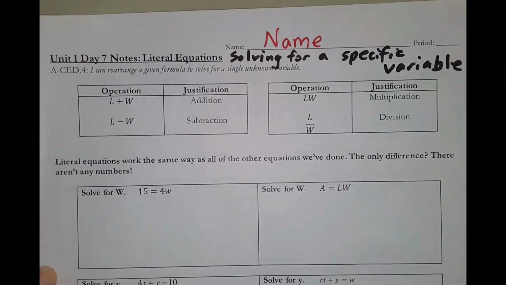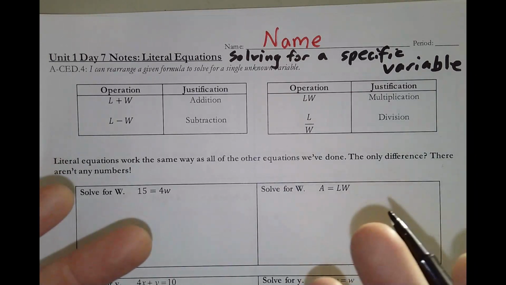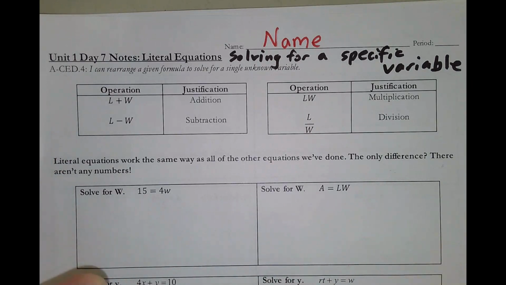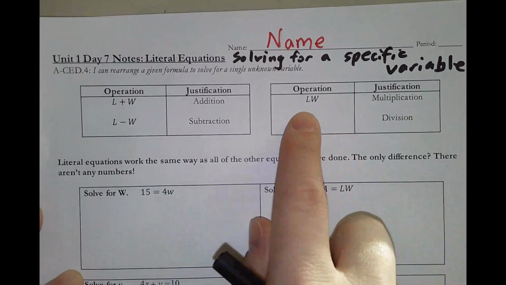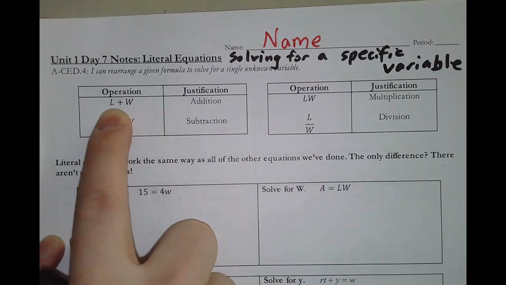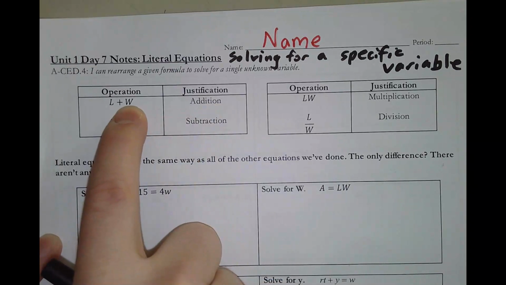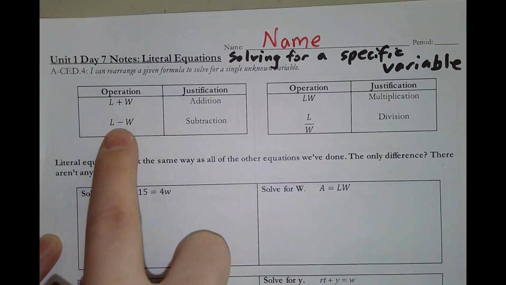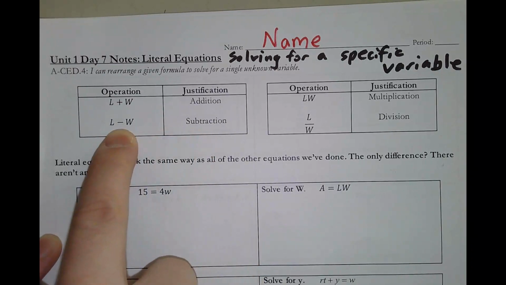Okay, so to be familiar with this, you kind of need to know how to do PEMDAS, the order of operations. You need to know how to reverse them as well. And also, you need to know what operation is happening. For example, it's obvious when you see L plus W that it's addition. You would subtract to get rid of it. It's obvious when it's subtraction, so you would add to get rid of it.